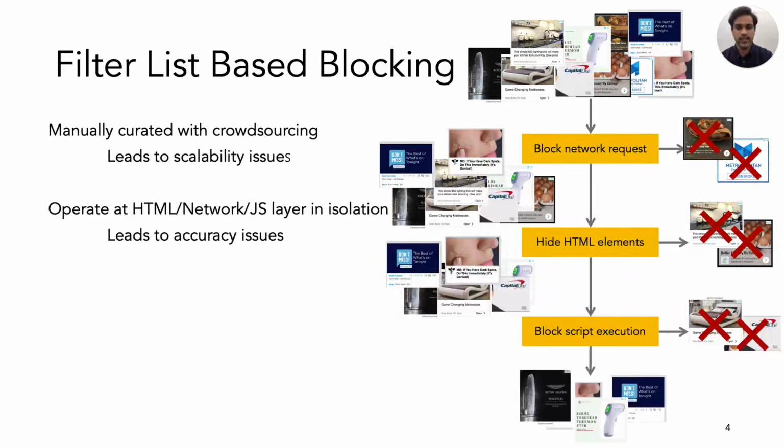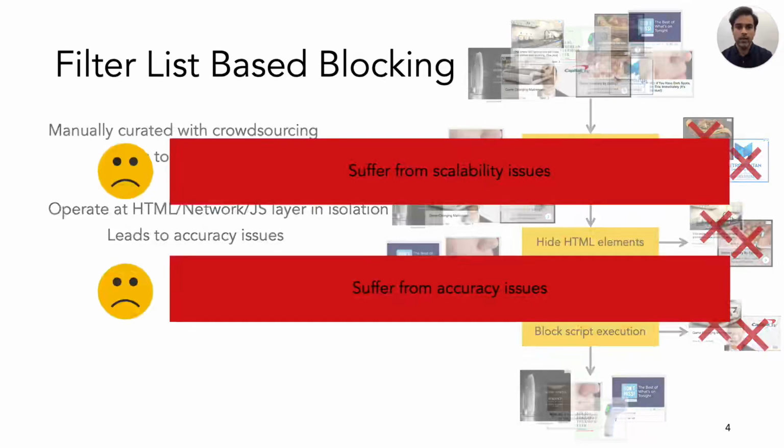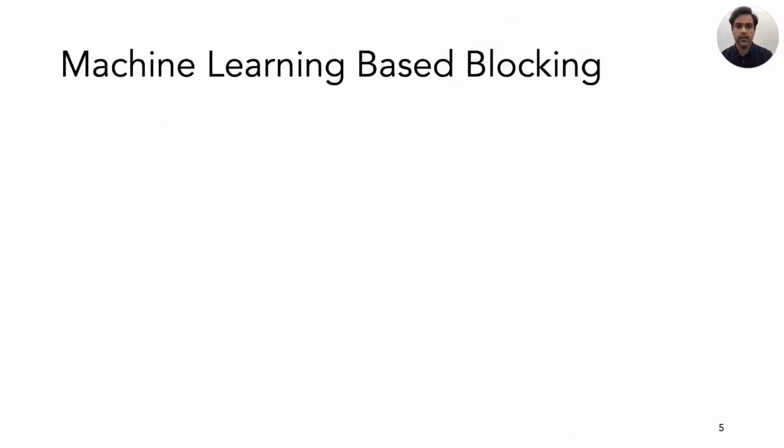Thus, filter lists miss ads at each layer of the blocking, and the final page load ends up having several ads. Overall, filter lists suffer from scalability and accuracy issues.